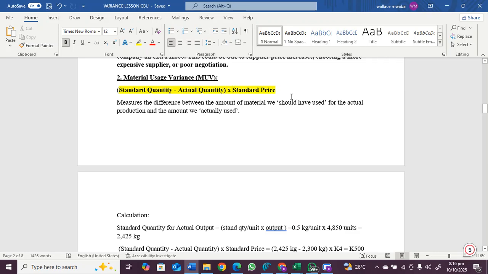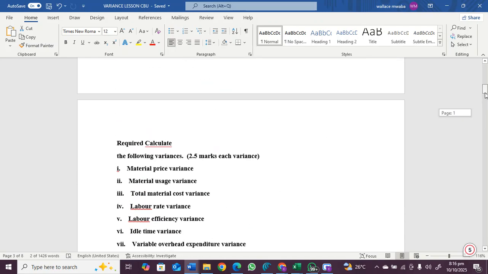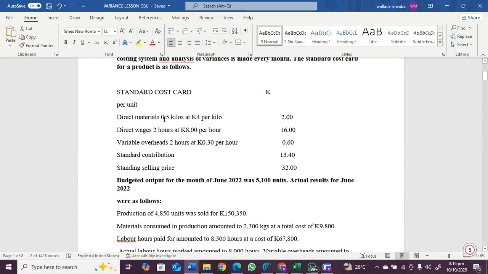So we have the actual quantity, but we have to find the standard quantity. To get it, find out how many units were produced: 4,850 units. How much material is needed per unit? It's 0.5 kg per unit, and this information is here. We produced 4,850 units and we expect to use 0.5 kilograms per unit, so we say 0.5 times 4,850.